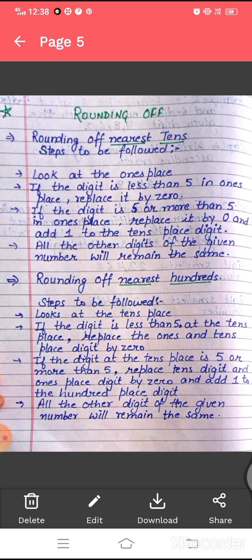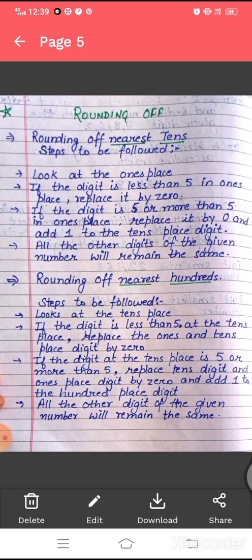If the digit is 5 or more than 5 in the ones place, replace it by 0 and add 1 to the tens place digit. All the other digits of the given number will remain the same. If we talk about rounding to the nearest 100, what are the steps we have to follow?